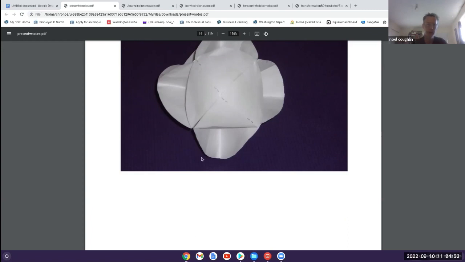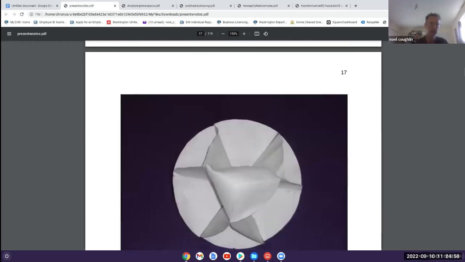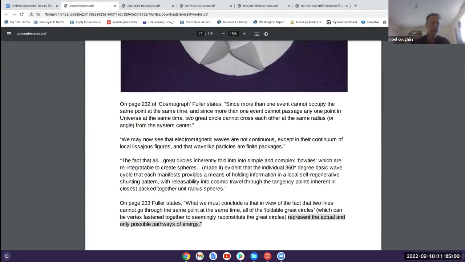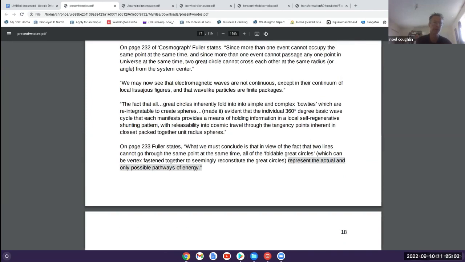It comes by here. And then at any of these vertexes, if it has enough energy, poof, it can jump the gap, so to speak. On page 232 of Cosmography, Fuller states, "Since more than one event cannot occupy the same point at the same time, and since more than one event cannot passage any one point in the universe at the same time, the two great circles cannot cross each other at the same radius or angle, my point, from the system center.